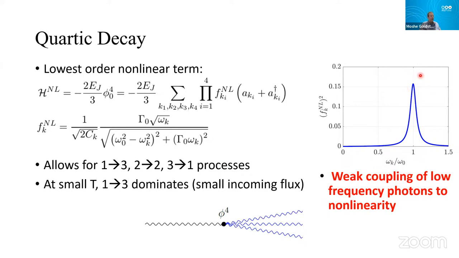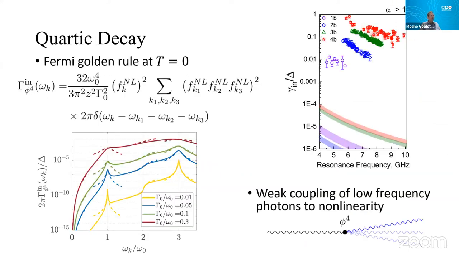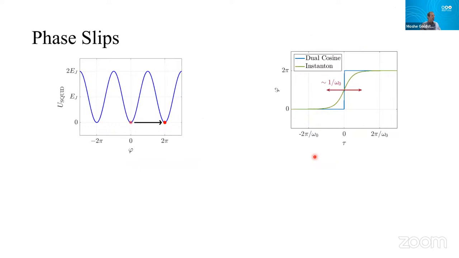But then it splits into different photons, and only one of them can still be close to the resonance, and the other will be at low frequency, and they couple very weakly. So when you do the calculation, what you find is that if the experimental inelastic scattering probability is here, then the quartic nonlinearity gives you values which are orders of magnitude too low. So it cannot account for the experiment. So what is happening there? Well, we must get back to the phase slips, and this is a bit weird.